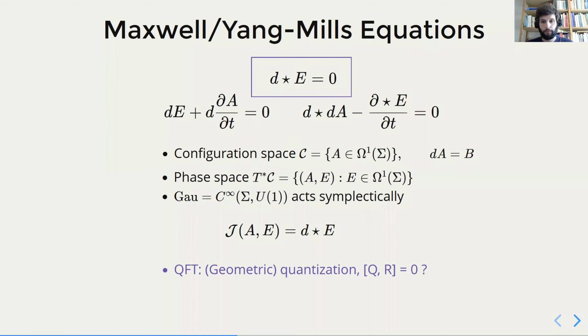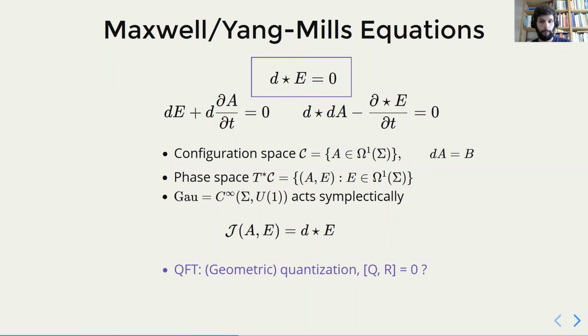And so you can do a lot of different stuff with this interpretation. One of them, for example, is that you could ask yourself, okay, I want to quantize, for example, Maxwell or Yang-Mills equations. And this would be one particular approach where you say, okay, I know that these equations have a symplectic interpretation.